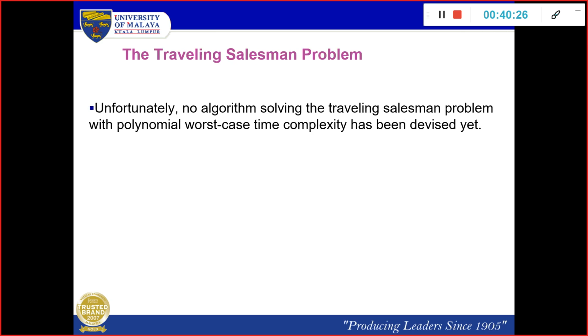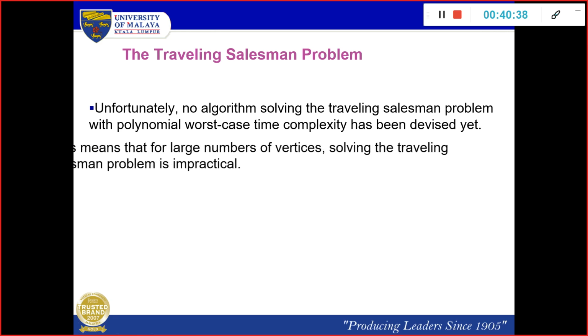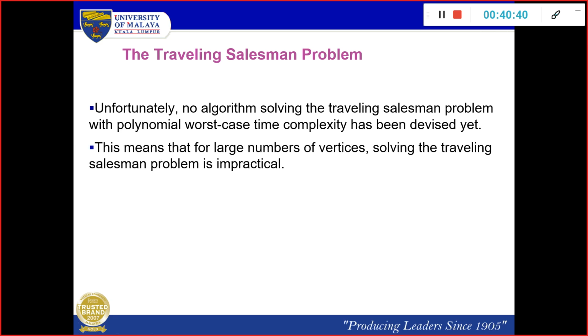Unfortunately, as I mentioned before, no algorithm solving the traveling salesman problem with polynomial worst case time complexity has been devised yet. It is an open problem, NP problem, NP hard problem, one of the millennium problems. This means that for large numbers of vertices, solving the traveling salesman problem is impractical. If you see that famous example, only 5 vertices, maybe easy. How about 1000 vertices, or like protein cells or whatever, like millions or something.